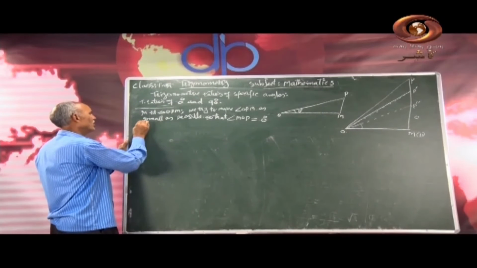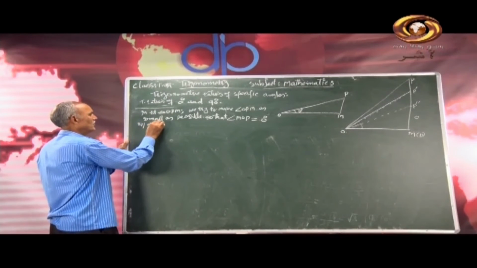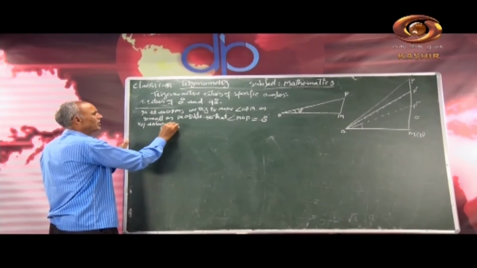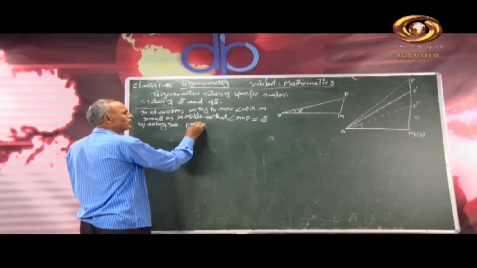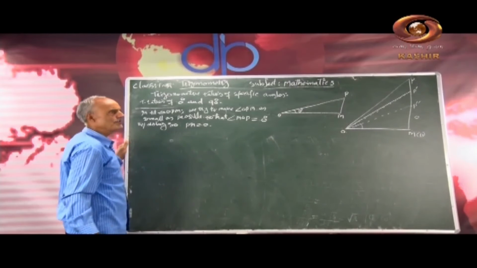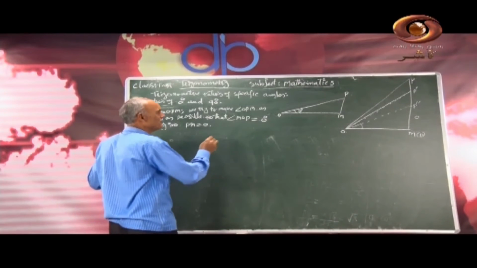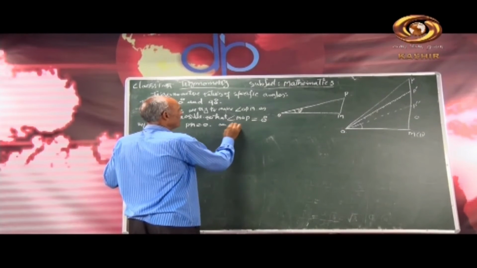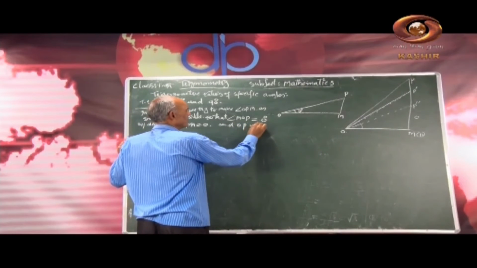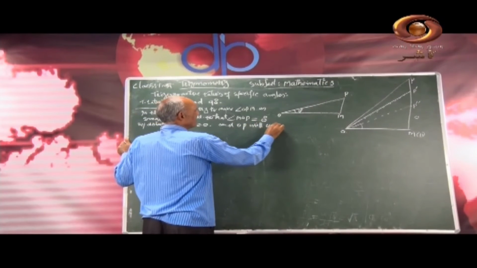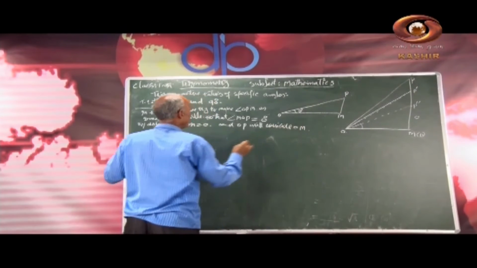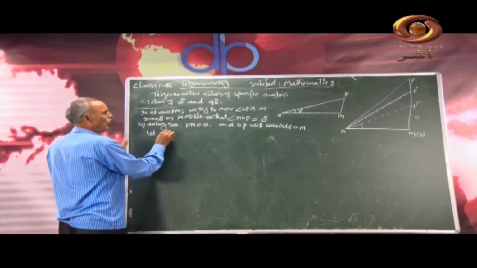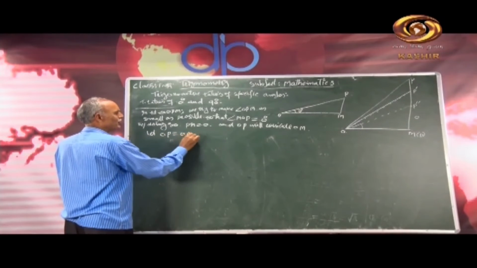By doing so, the length of PM will be equal to 0. Length of PM will be 0, and OP will coincide with OM. Let OP is equal to OM is equal to A.